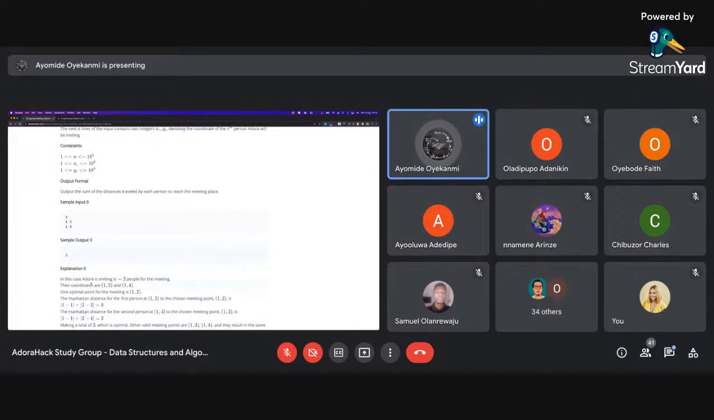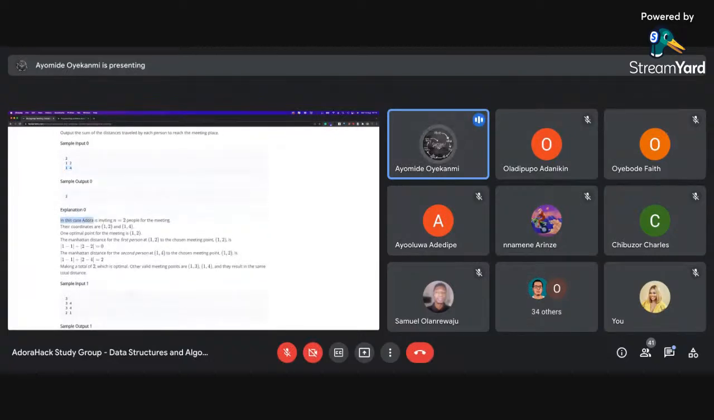So let's say we have this example. We know there are 2 people that want to travel, and these are the locations for the 2 people. Let's go through this. Adora is inviting 2 people. Their coordinates are (1, 2) and (1, 4). The optimal meeting point is (1, 2). The distance the first person has to travel to the meeting point, using the formula we gave, is 0, and the distance the second person has to travel is 2. So the total distance both of them need to travel is 2, which is optimal.